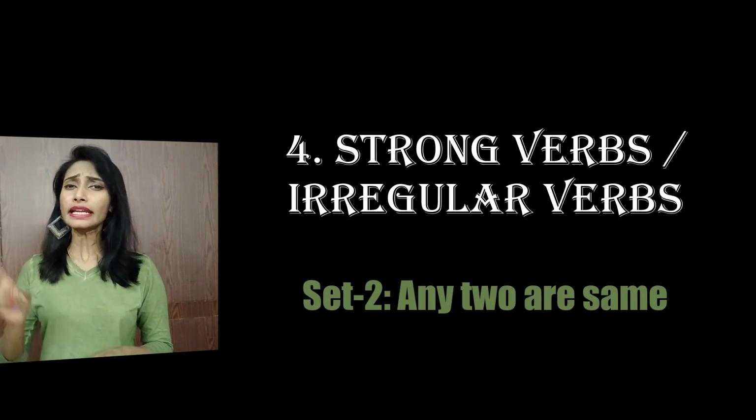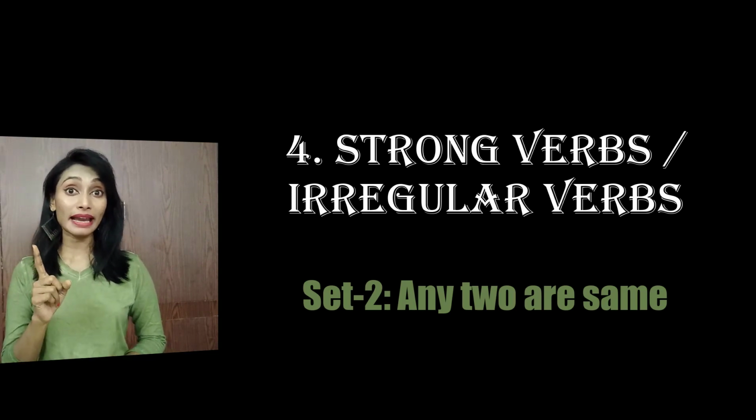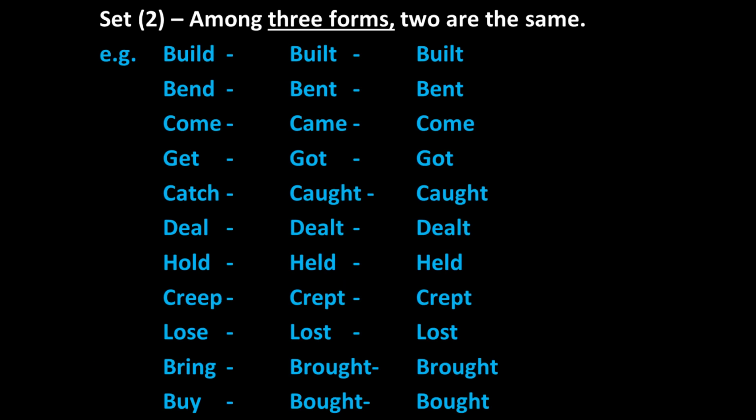In set 2, any 2 forms are the same, either V1 and V3, or V2 and V3, but not by adding D or ED. For example, build, built, built; bend, bent, bent; come, came, come; get, got, got or gotten; catch, caught, caught; deal, dealt, dealt; hold, held, held; creep, crept, crept; lose, lost, lost; bring, brought, brought; buy, bought, bought.